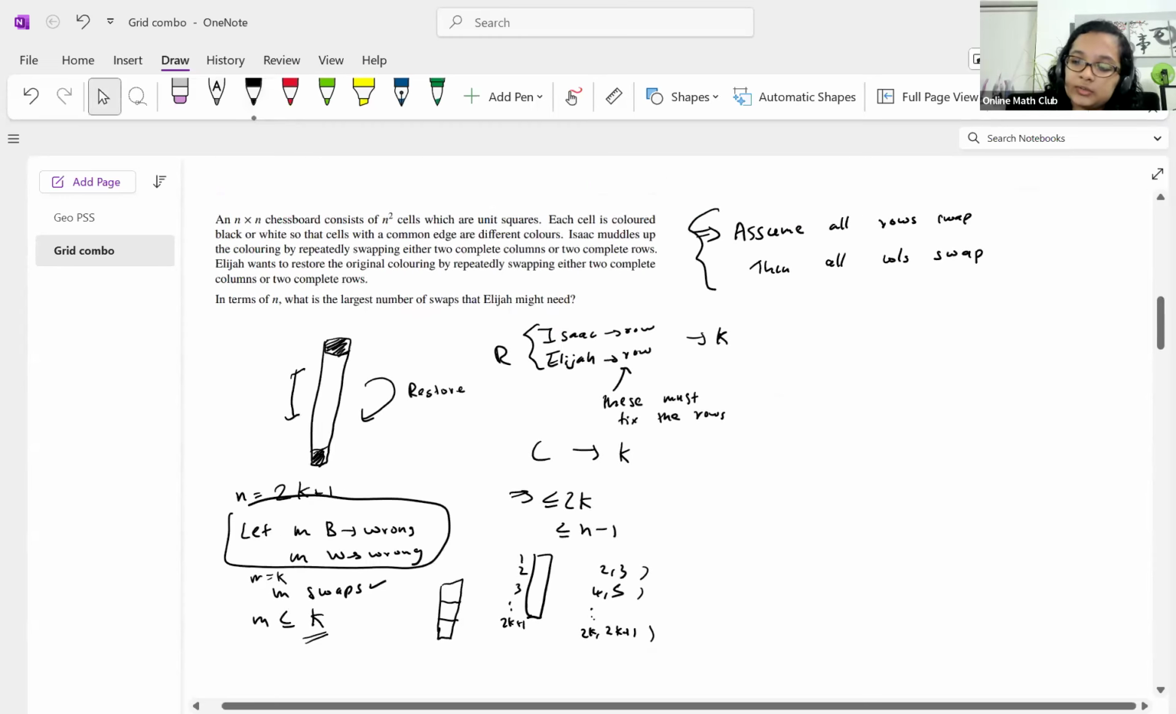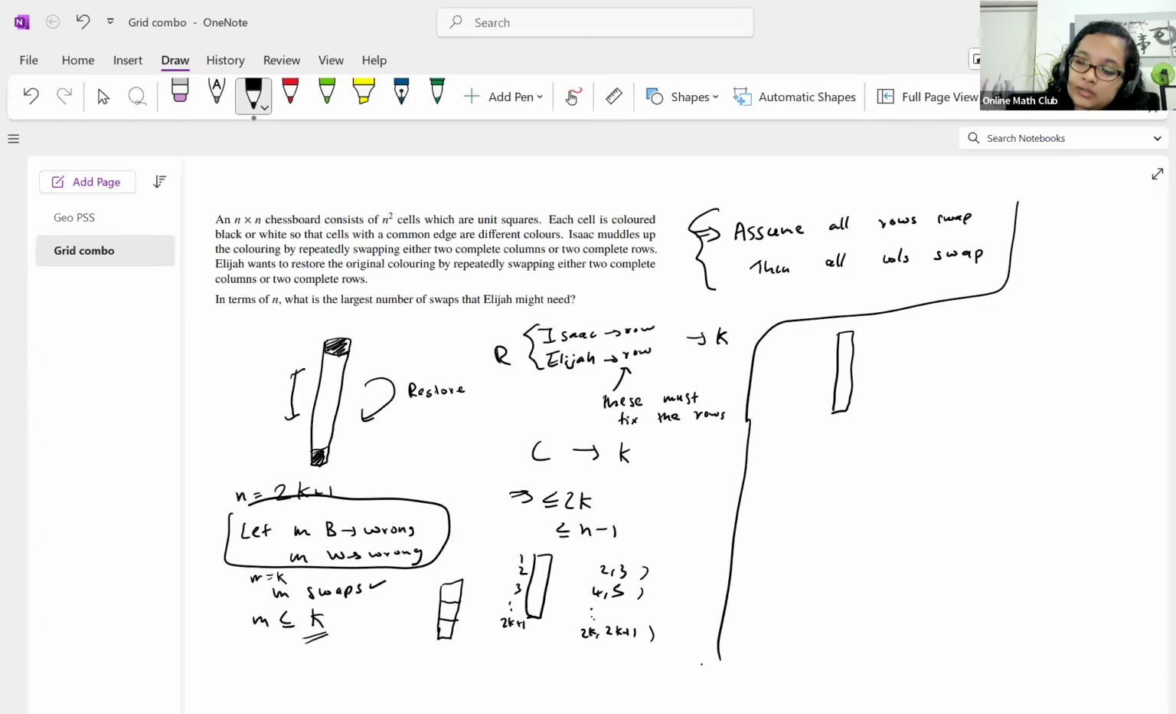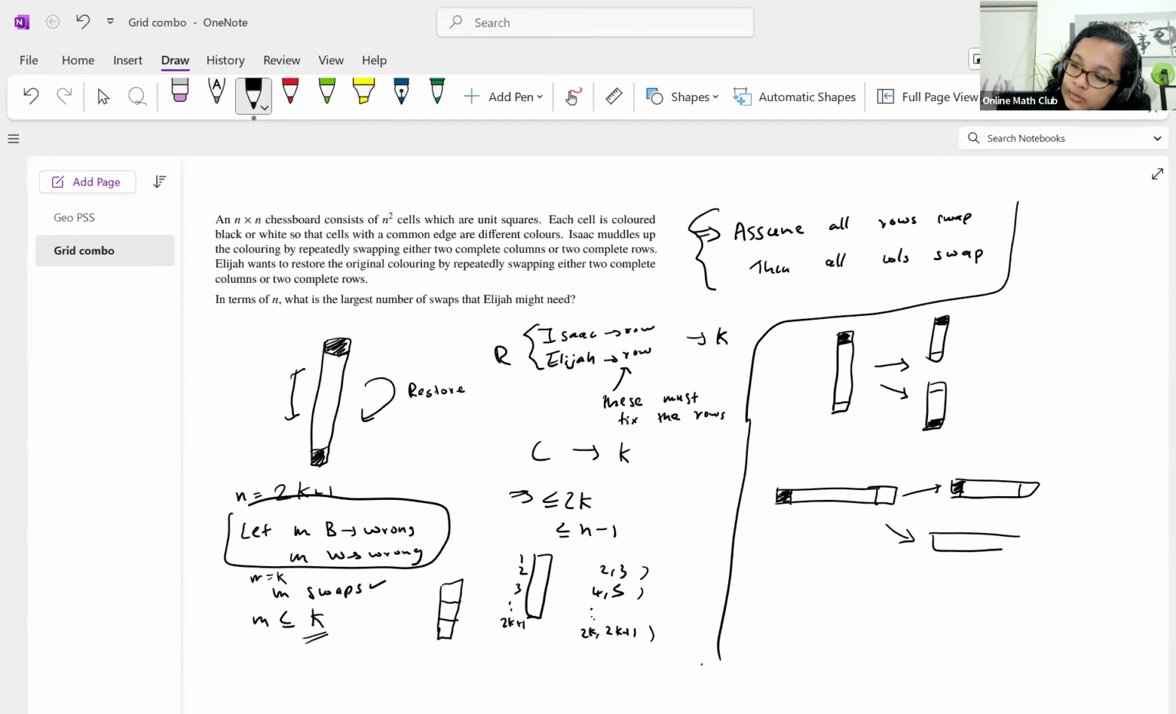Now for even, the issue is that if you are given like a column and it's starting with black and it's ending with white, you don't know that it has to go back to its original one. It could go back to the same thing, but it could also go back to the opposite one, right? And same thing happens for the second part. So if you have a row and it's starting like this, then it can either go back to the original one or it can go back to the opposite one.